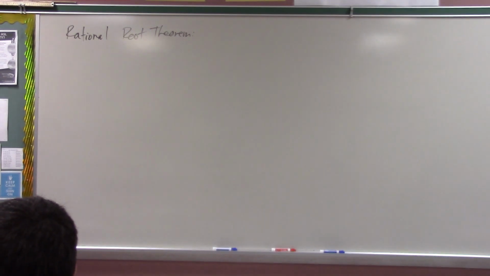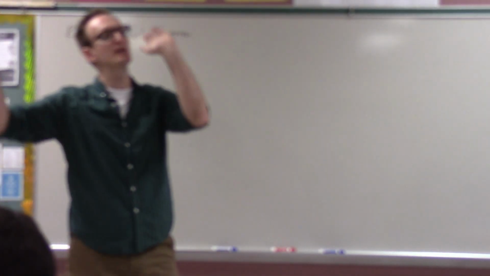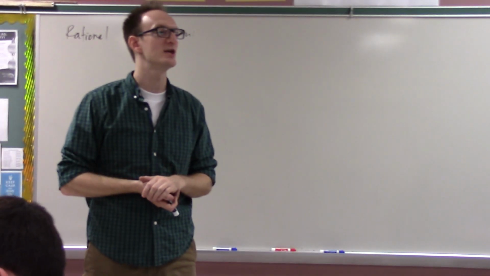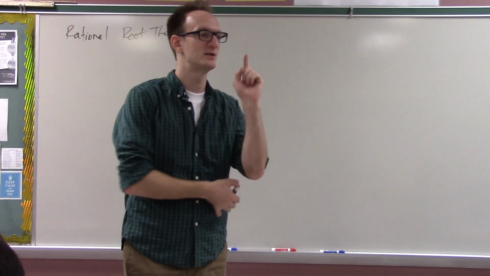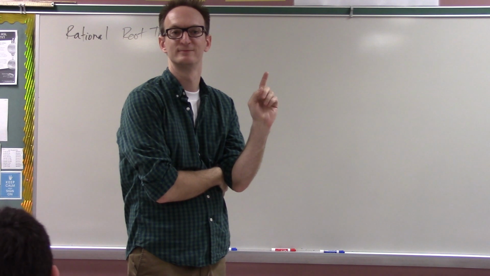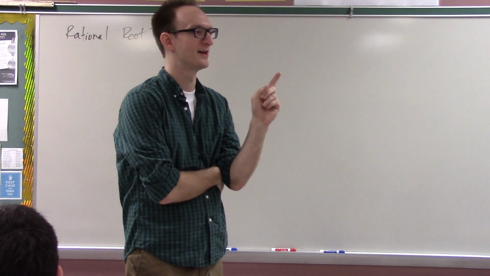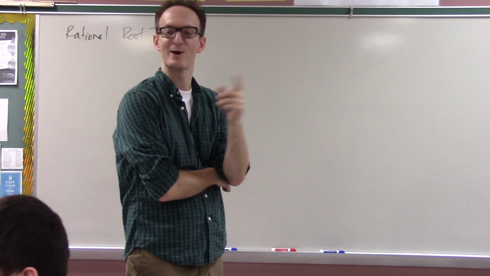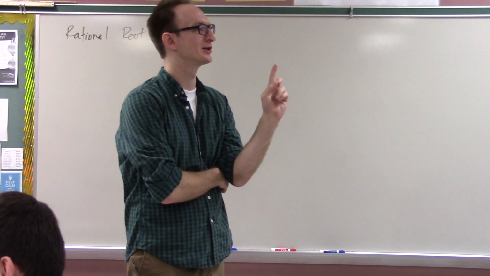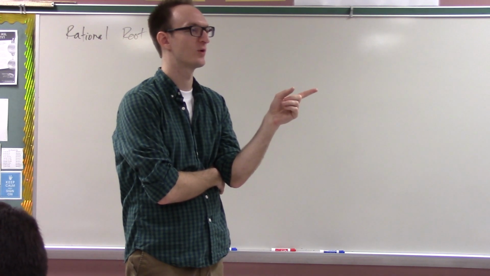Okay, rational root theorem. Let's be smart. What does the rational root theorem say? There it is up there. It says, if p is a polynomial with integer coefficients, blah, blah, blah. So, where do we begin? Step 1. It's the very first thing that we should do. It's not hard. The very first thing we should do. Write out the polynomial. Write out what polynomial?